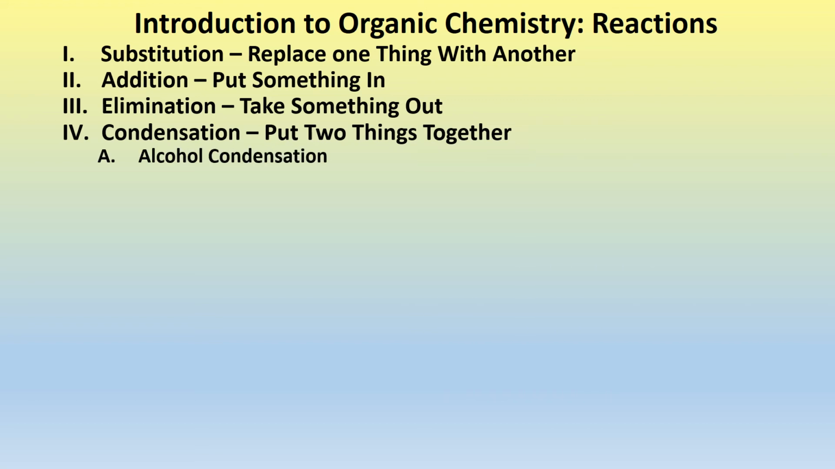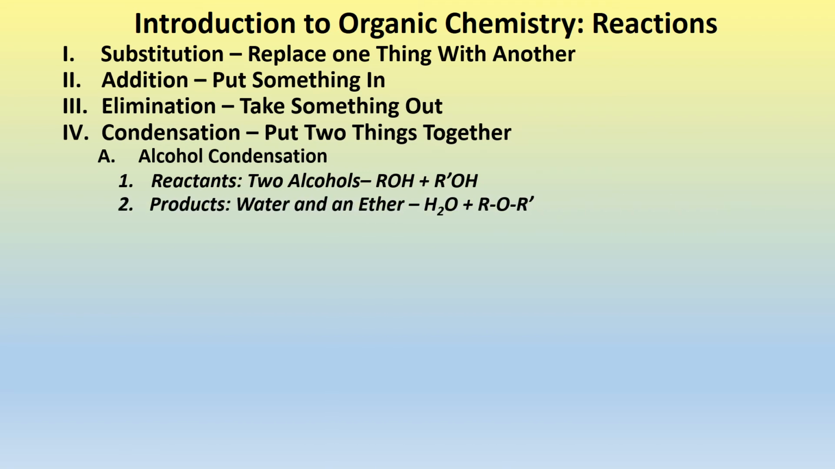The first type of condensation involves two alcohols. Your reactants, therefore, are going to be ROH and R'-OH. The product will once again be water and a new compound called an ether with the form ROR'. So if we react 2-propanol with 1-butanol, you will get water and the compound shown, which is called an ether.